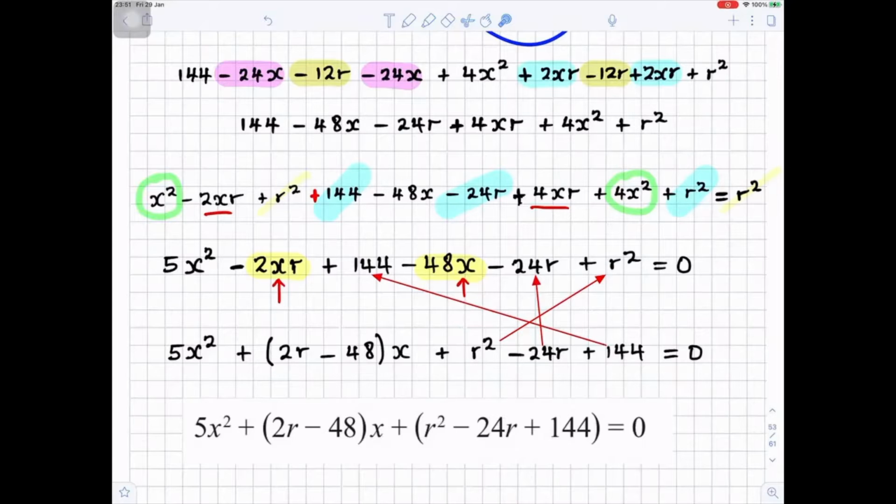So you get the new equation. The 5x squared stays the same. 2xr and minus 48x, they all have x in them. So this x can come out of the bracket, and you have 2r minus 48. And then you're left with this r squared minus 24r plus 144 equals 0. So you've got 5x squared plus (2r minus 48)x plus r squared minus 24r plus 144 equals 0.